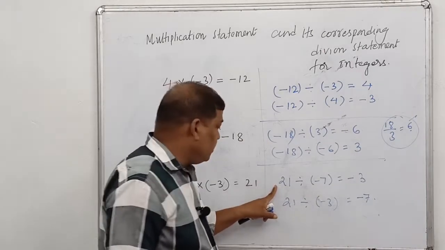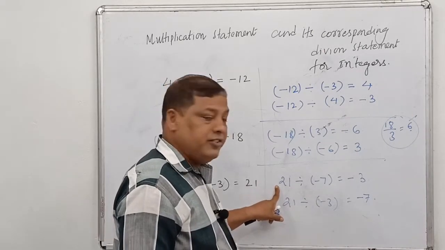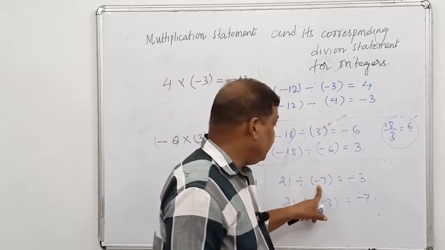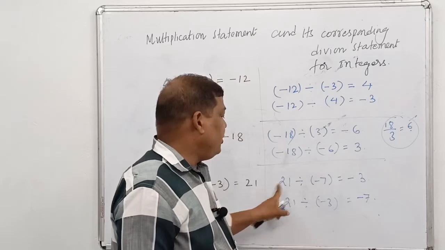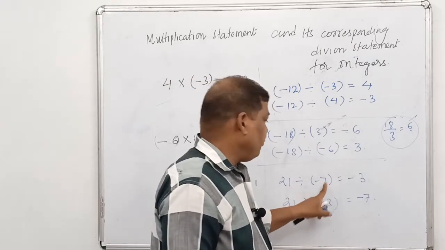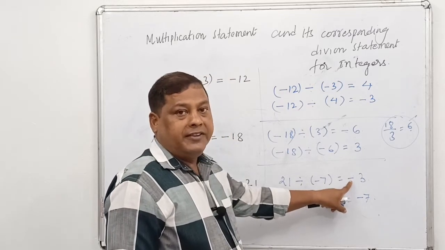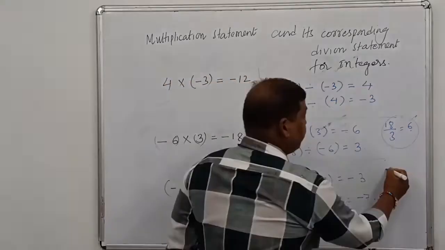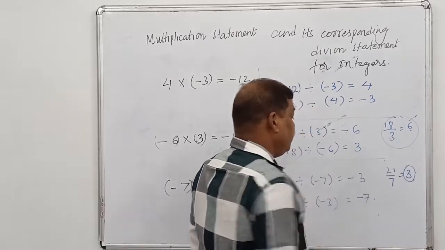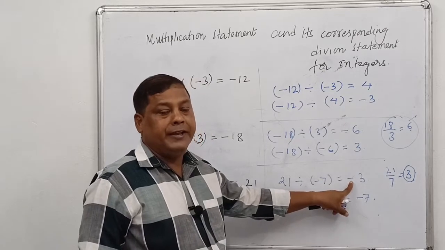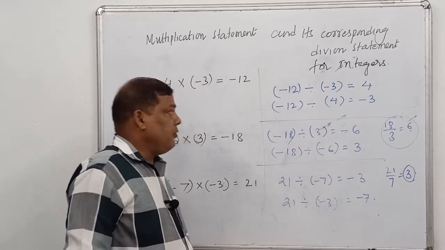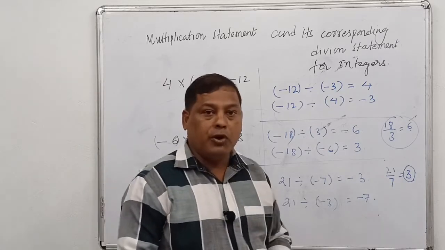Now you see in the third case, it is the positive integer plus 21. Here is the negative integer, that is minus 7. When you divide a positive integer by a negative integer, we divide them as whole numbers, that is 21 by 7 is equal to 3. So it is the quotient. Then we put a minus sign before the quotient. We will see some more examples here.